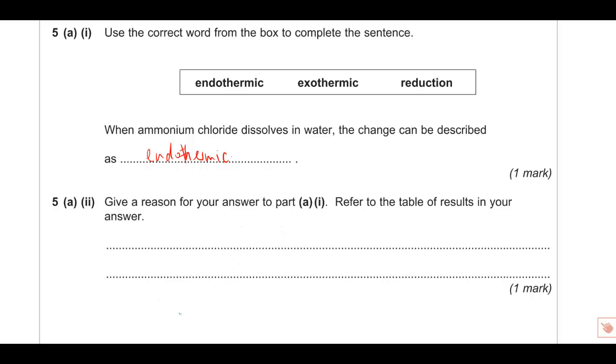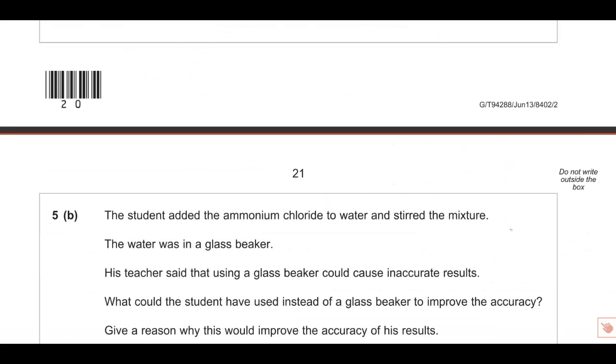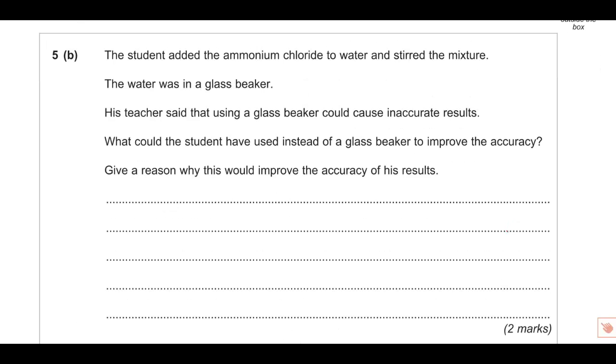Well, just as I've just said there, the final temperature decreased after ammonium chloride added. Plenty of detail there, so they can't trick me out. Keep going, getting slightly harder now as we move into the question.